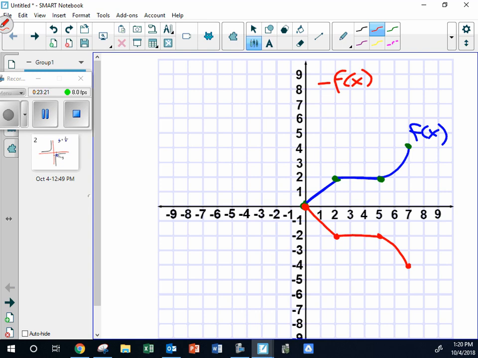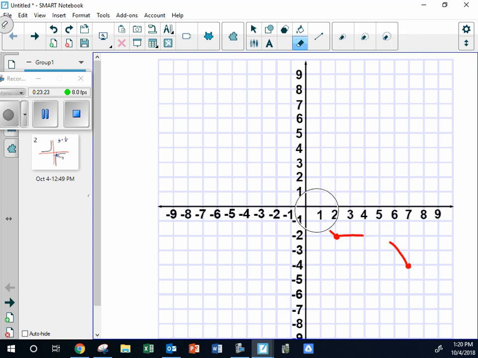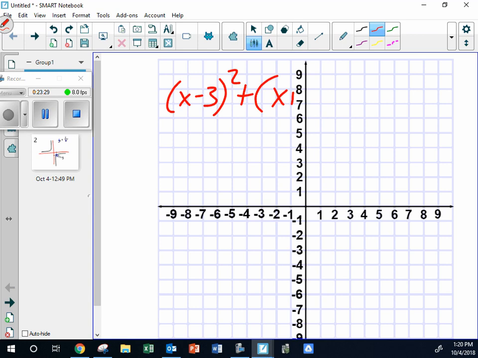Different type. The most missed question on the last PSAT test. I want to remind you what circles look like. I'll do this one, you do the next one, so pay attention. First of all, a normal circle, the classic circle, is just a little circle with a radius of 1, and it starts at 0, 0.